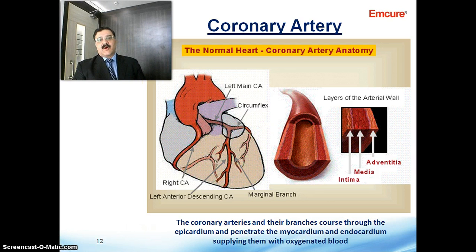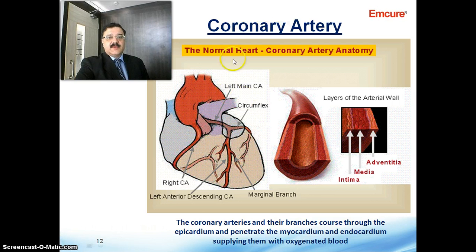Now let's study the normal anatomy of the coronary artery. Well, as we are all aware, all vessels are made up of three layers. So are the coronaries. They have the outermost layer, which is called the tunica externa or the adventitia. Then we have the tunica media, which is the middle layer, and further to it we have the innermost layer called the tunica intima. Well, the coronary arteries and their branches course through the epicardium and penetrate the myocardium and the endocardium, supplying them with oxygenated blood.